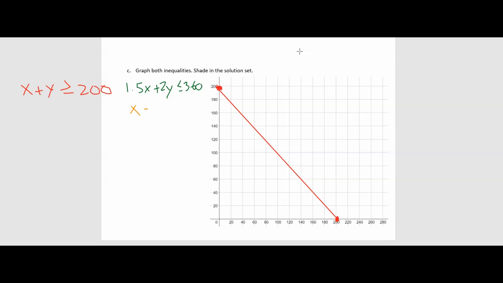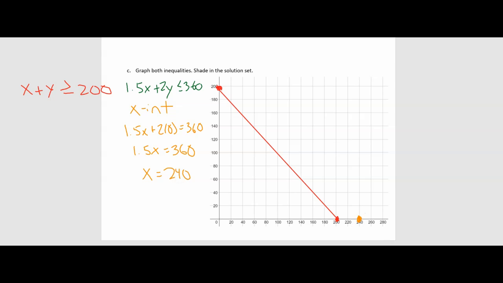To find the x-intercept, you're going to substitute in 0 for y, right? And we're just doing the boundary line, so we can keep this as an equation. 1.5x is equal to 360. And if I divide 360 by 1.5, that gives us 240. So the x-intercept is 240.